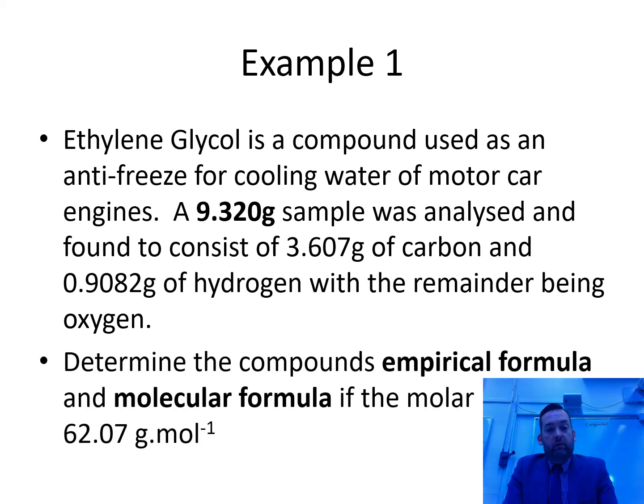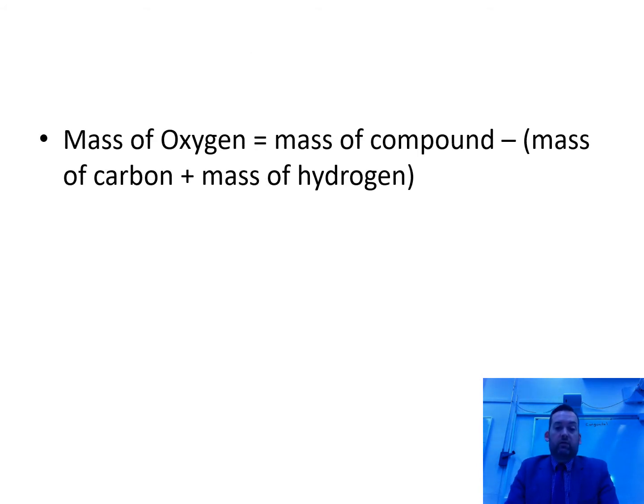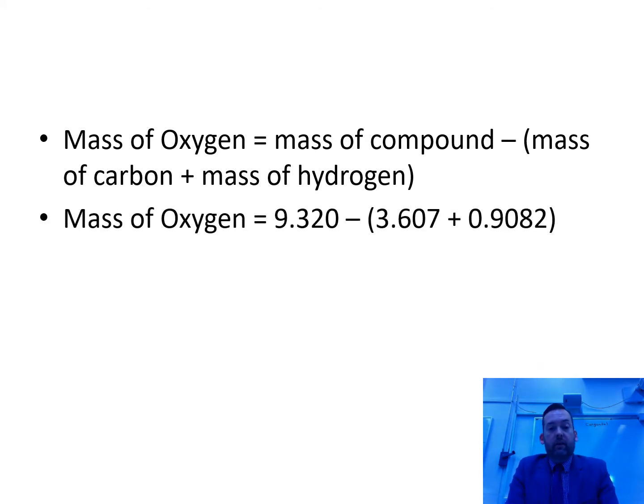This one's also got a bolt-on, which asks us for the molecular formula. To do that, we're going to need the molecular mass. And that must be given to you for you to be able to do these types of questions. Okay, so the first thing we need to do is to figure out what is the oxygen in this sample. That's the remainder in that first paragraph. So to do that, it's a fairly simple subtraction. Mass of oxygen is the mass of the compound that we've got, minus the mass of carbon plus the mass of hydrogen. So the mass of the sample was 9.320 grams, and we take the mass of carbon and hydrogen from that, and we now have our mass of oxygen.